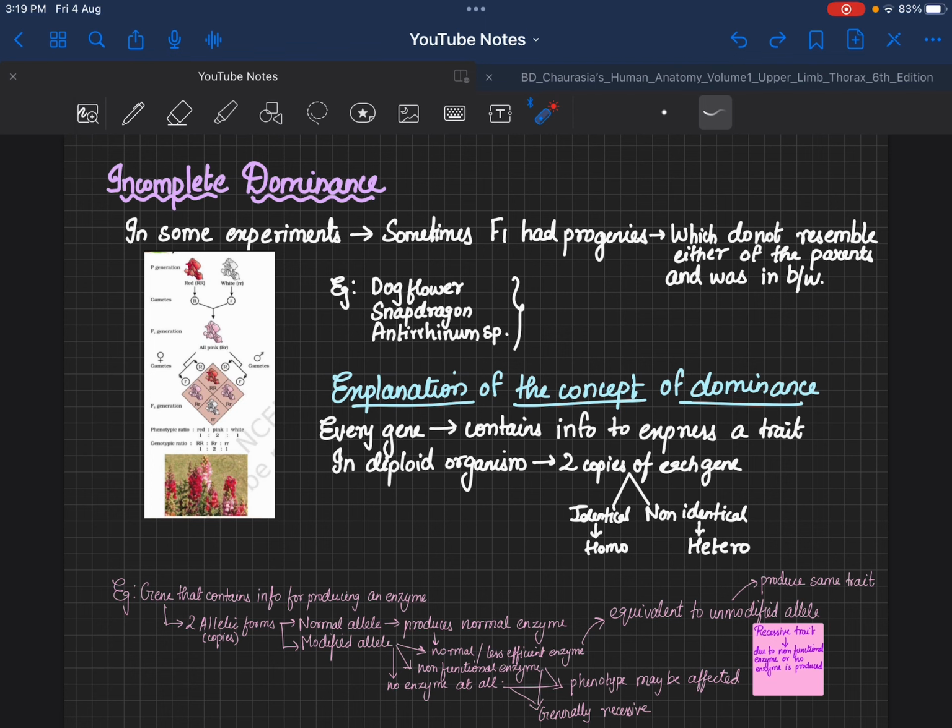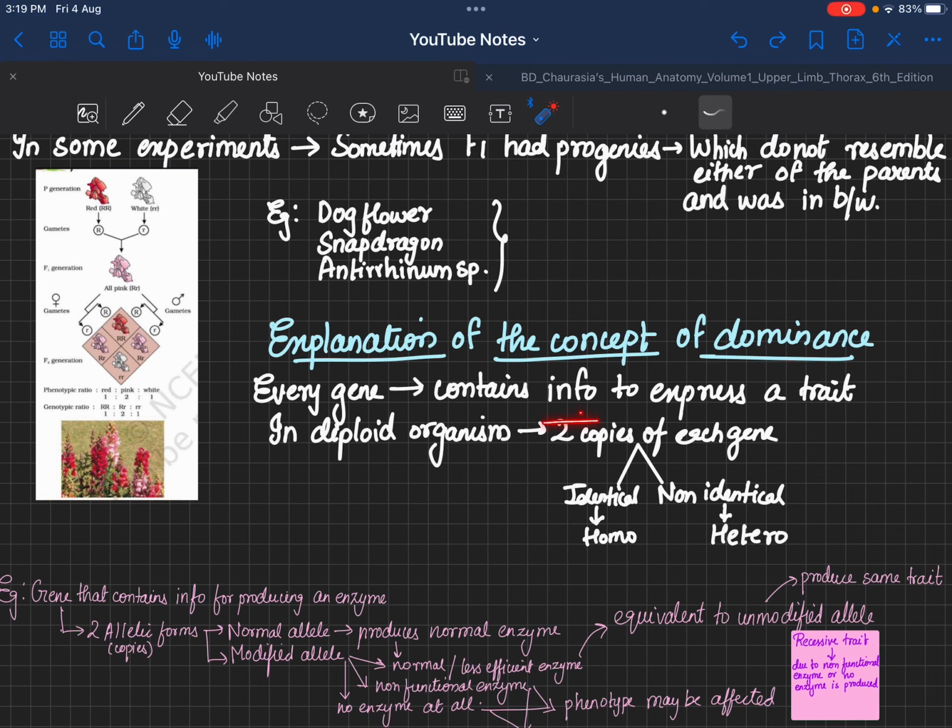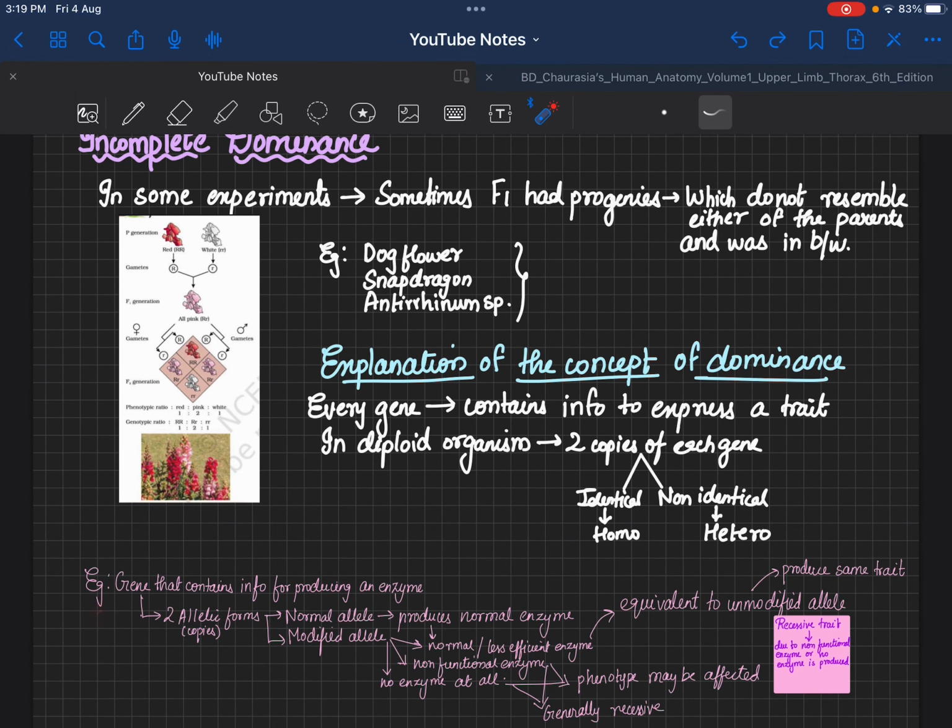Then the explanation of the concept of dominance. This is also from the textbook. What is exactly dominance? Every gene contains information to express a trait. In a diploid organism, two copies of each gene are there. They can be either identical or non-identical. Identical means homozygous, like capital T, capital T or small t, small t. Non-identical will be capital T and small t. Now, example: a gene that contains information for producing an enzyme. Now we'll get curious, right? How is the gene or allele truly dominant and the other one recessive? How does it become recessive?